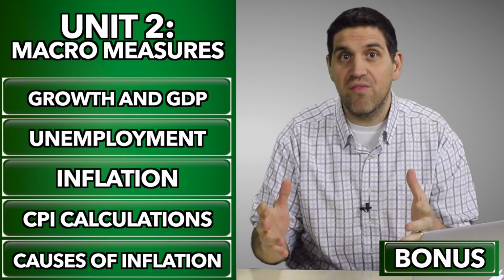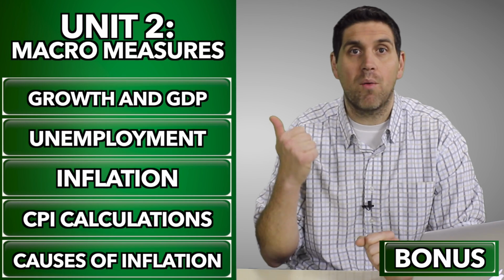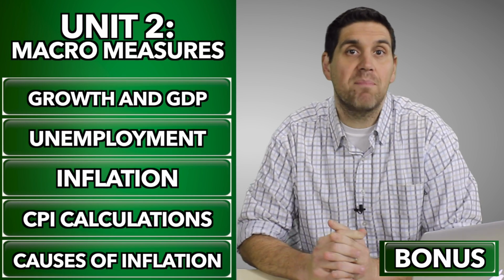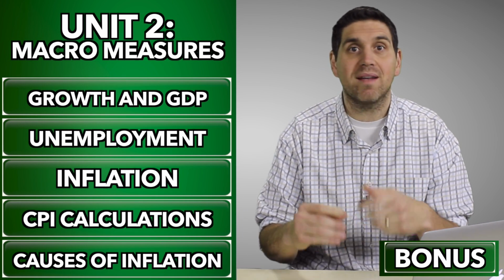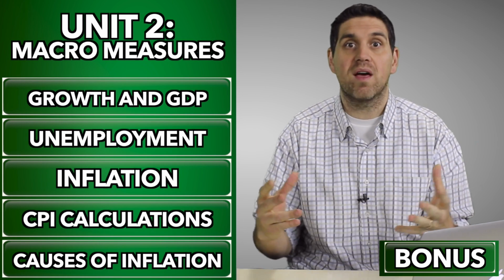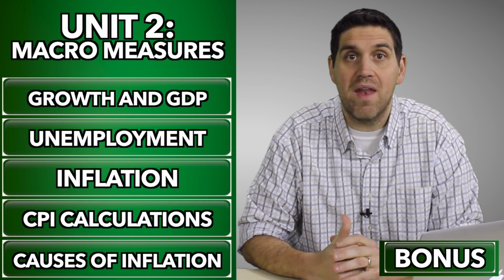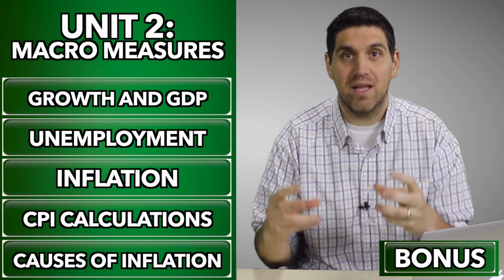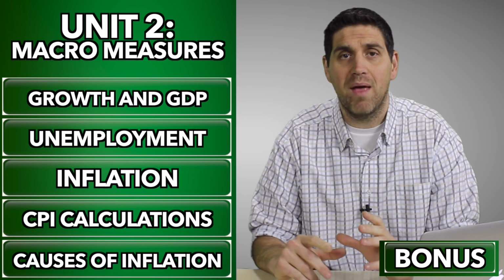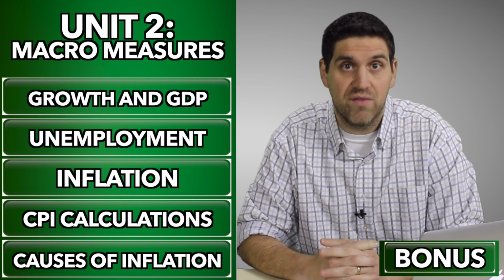If you've watched this video before and you're just here to review, you can click ahead by clicking on one of these buttons. Again, we're going to start off by talking about the idea of GDP, gross domestic product, and how you measure the growth of the economy. Then we'll start talking about unemployment. Then we jump into what's inflation, and then I'm going to talk about some inflation calculations like the GDP deflator and the CPI. And finally, we'll talk about the causes of inflation.